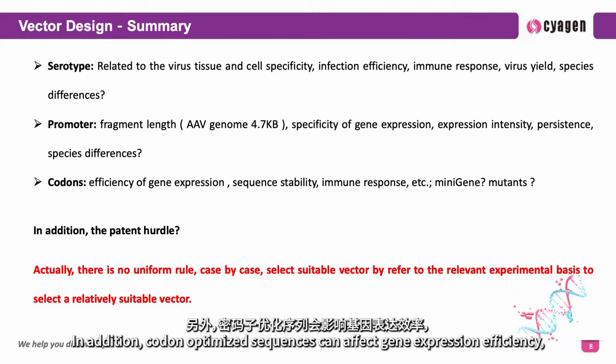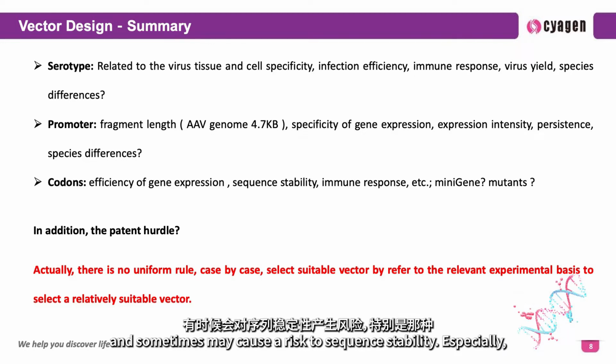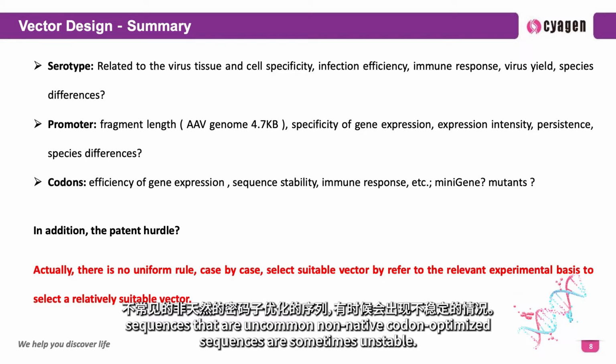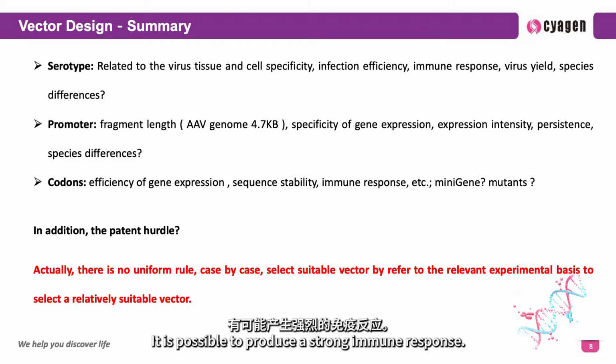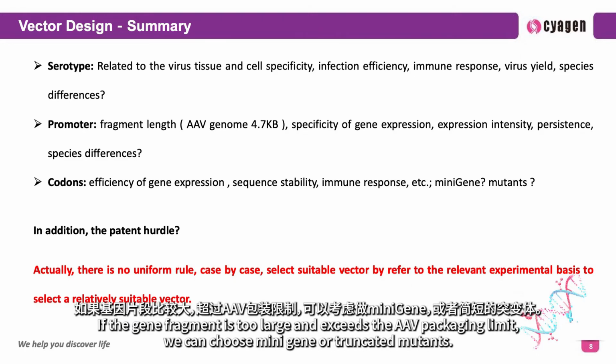In addition, codon-optimized sequences can affect gene expression efficiency, and sometimes may cause a risk to sequence stability. Especially, sequences that are uncommon non-native codon-optimized sequences are sometimes unstable. It is possible to produce a strong immune response. If the gene fragment is too large and exceeds the AAV packaging limit, we can choose mini-gene or truncated mutants.